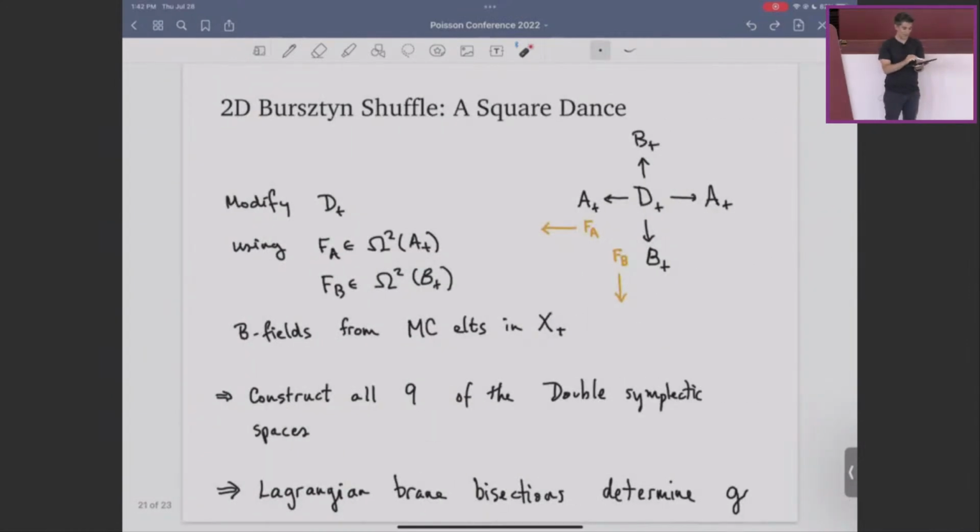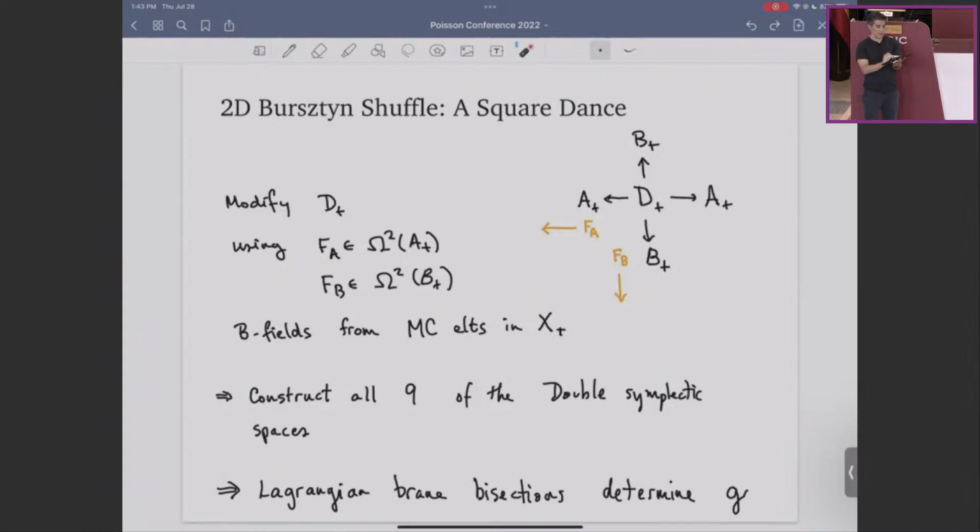So you can modify D plus using a pair of 2 forms which exist on the side groupoids, A plus and B plus, which you can pull back by the 2 legs that you have in each direction. These are B fields coming from Mohr-Cartan elements in the original GK manifold. In this way, you could construct all the 9 of the double symplectic spaces by doing this Burstein shuffle. And then finally, the point is that there is also a Lagrangian brane bisection.